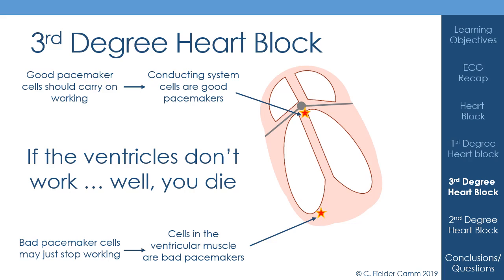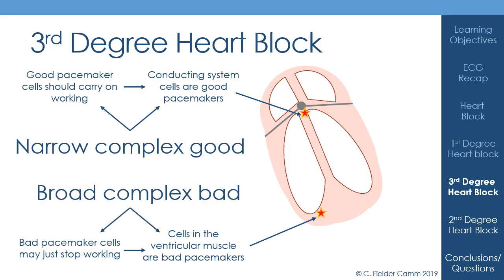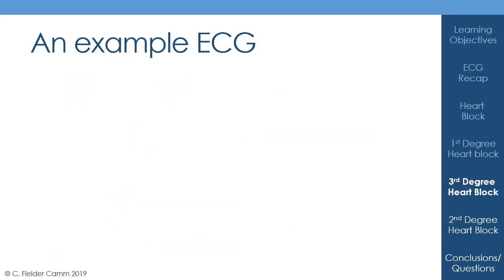And you die, potentially. So the narrow complex in complete heart block is good because it means the pacemaker cells are coming from the conducting system. And the bad broad complexes are bad because it suggests that the pacemaker cells are coming from the ventricle. And essentially it suggests the broad complex is more likely to give up. And so I'd be more worried about that person needing an urgent or emergent pacemaker in the middle of the night.